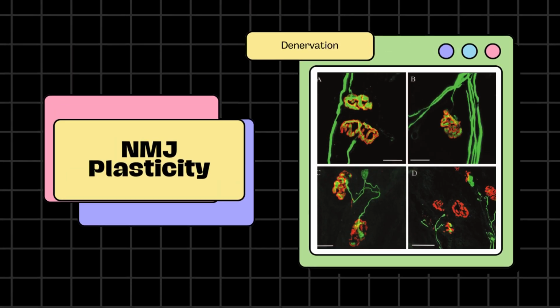There is also accumulating evidence that the NMJ in mature skeletal muscles are not fixed permanent structures, but instead are continually remodeling and therefore possess a large degree of functional plasticity. The most dramatic form of this is when the NMJ becomes fragmented and ultimately dissolves following nerve transection, what's known as denervation, concurrent with axon withdrawal.